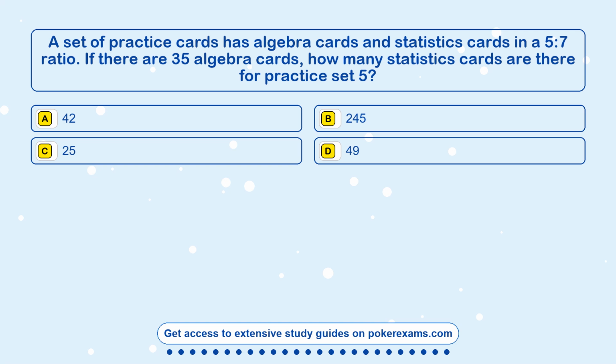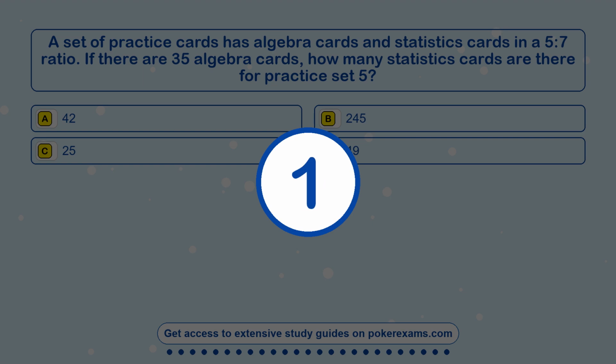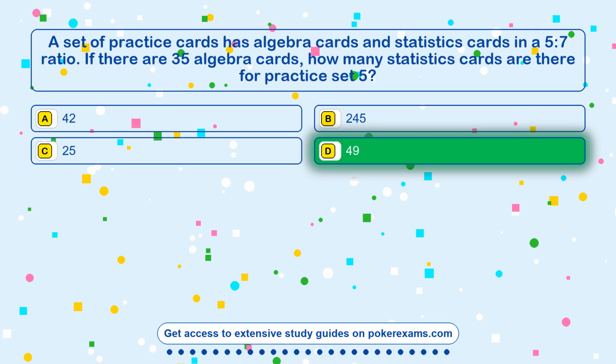Question 4. A set of practice cards has algebra cards and statistics cards in a 5:7 ratio. If there are 35 algebra cards, how many statistics cards are there for practice set 5? Option A 42. Option B 245. Option C 25. Option D 49. The correct answer is option D, 49.